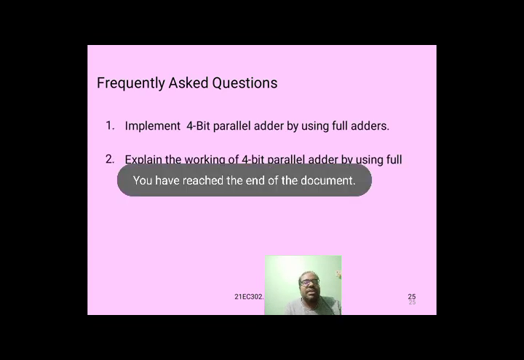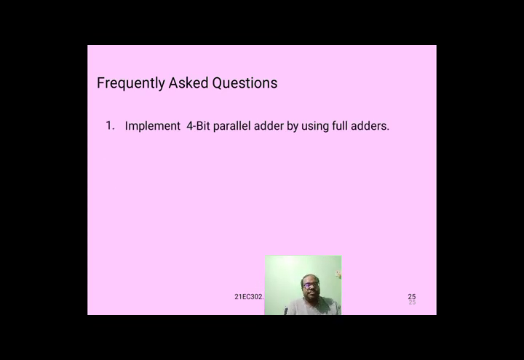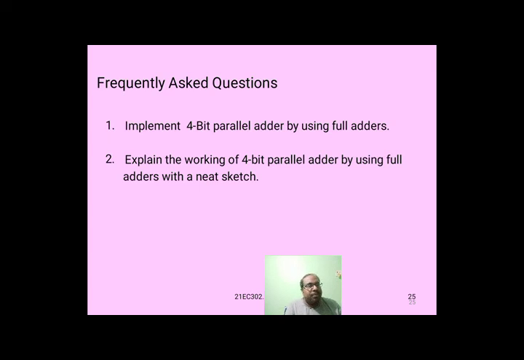And one important thing is there: the carry output of the first full adder is given to the carry input of the next higher order full adder. Most important one, please note in your notebooks. The carry output of each full adder is given to the carry input of the next higher order full adder. Okay, this is the 4-bit parallel adder.